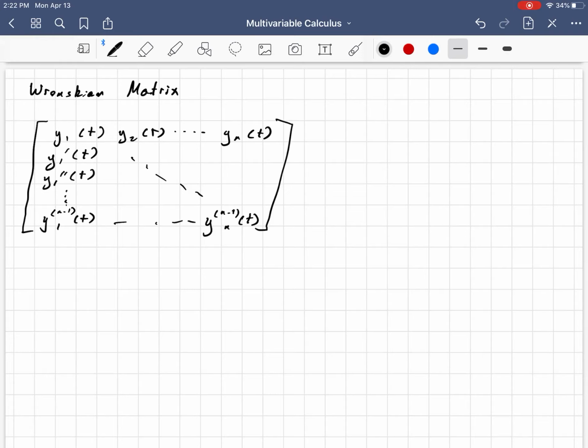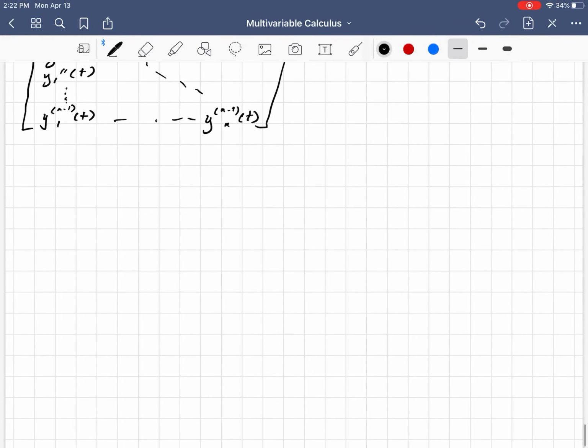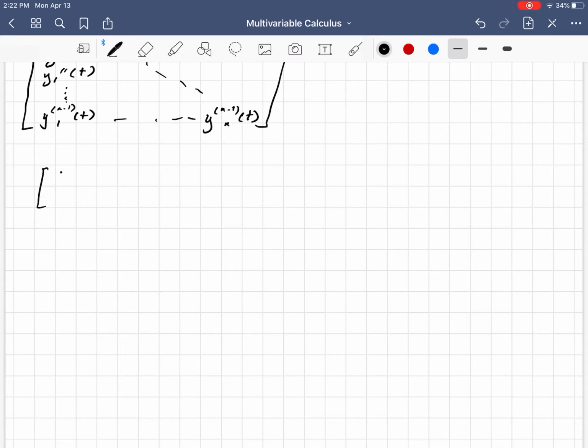So from linear algebra, remember that if two columns of a matrix are linearly dependent, then the determinant is 0. For example, if I have the matrix 1, 2, 2, 4, this I'll call column 1, and this I'll call column 2. Well, column 2 is just 2 times column 1, and the determinant is 0, and you can check: 1 times 4 minus 2 times 2, that's 0.